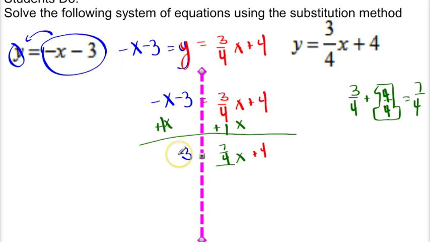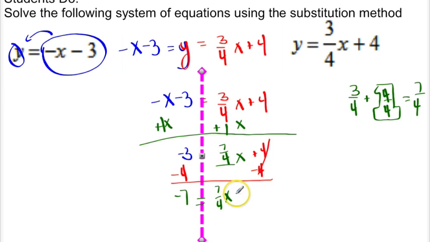Negative 3. And I'm going to get x all by itself. Apparently it's on this side, so I'm going to move this 4 out of the way. Minus 4, minus 4. Okay, that goes away. And I'm left with just 7/4x is equal to -7.